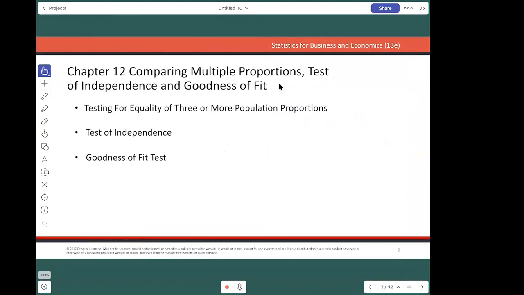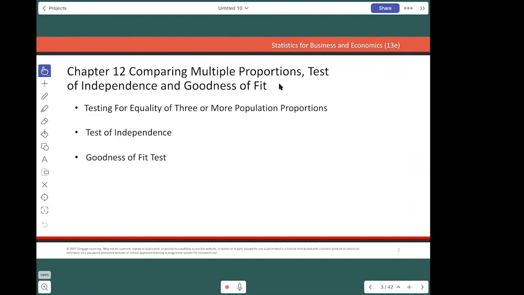So we want to now get into, we are now venturing into beyond two populations. So this is interesting now. So far, if we go back a little bit, when we started chapter 7, chapter 8, we were dealing with single population problems. Chapter 7, 8, and 9, I believe it was.